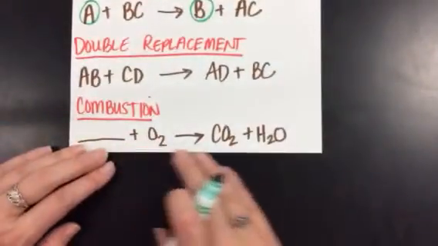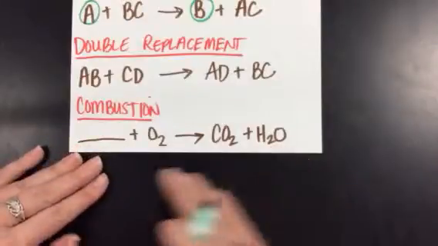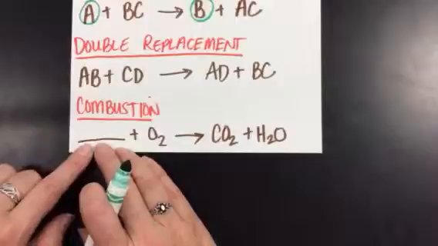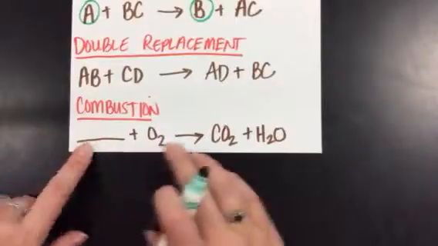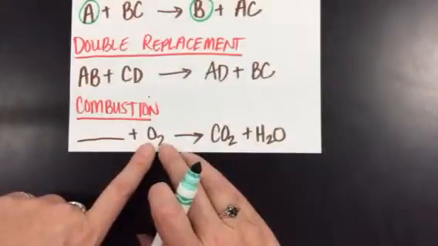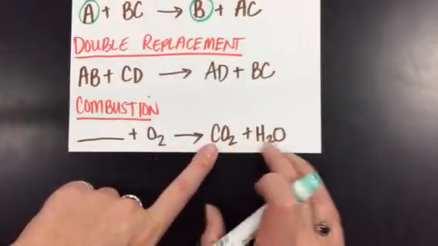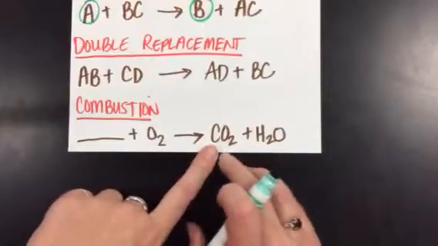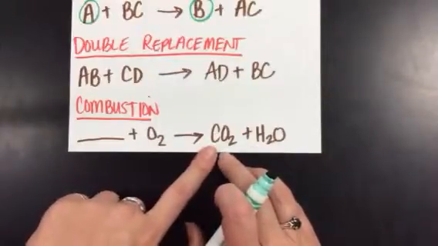On your combustion reactions, you're always going to have the same general reaction happening. You're going to have some type of compound. It's going to burn in the presence of oxygen, because if you don't have oxygen, nothing's going to burn. You're always going to make carbon dioxide and water. So these are your only 2 products that you'll ever make for a combustion reaction.